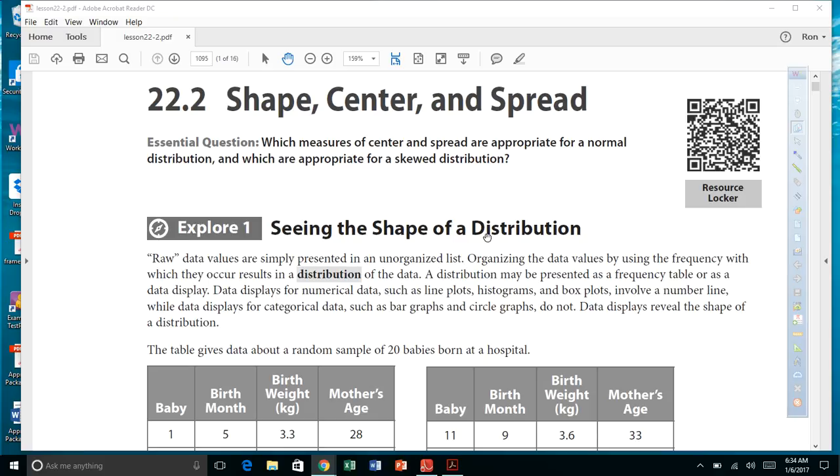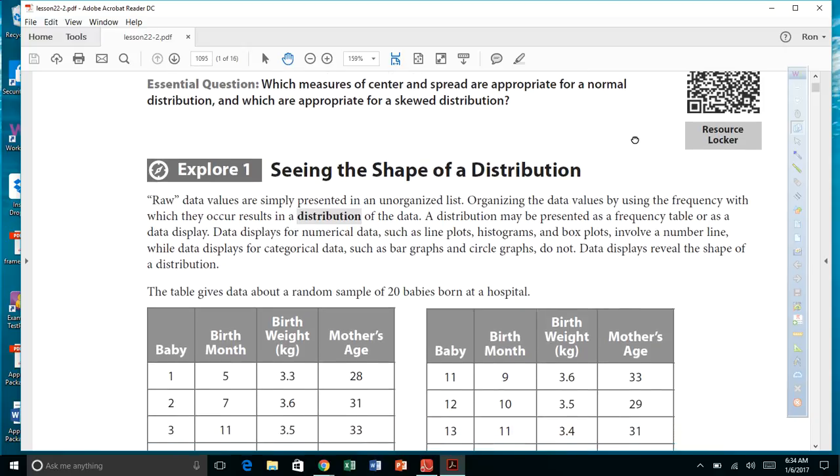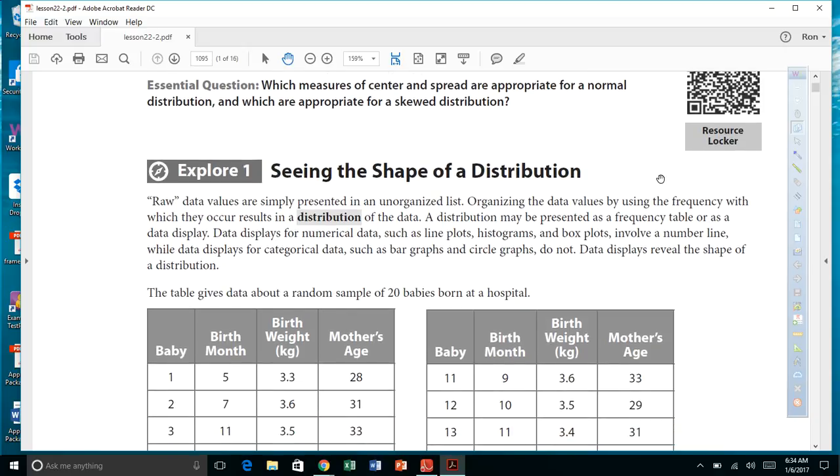Lesson 22.2, Shape, Center, and Spread. Which measures of center and spread are appropriate for a normal distribution and which are appropriate for a skewed distribution?